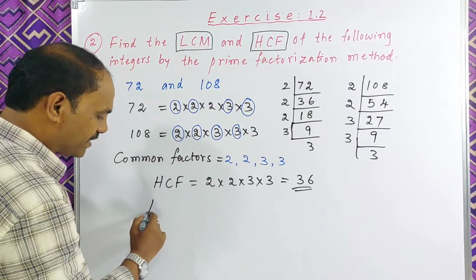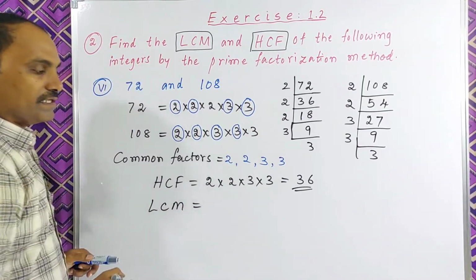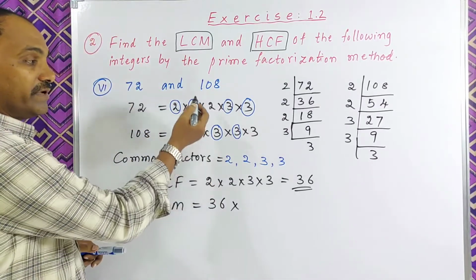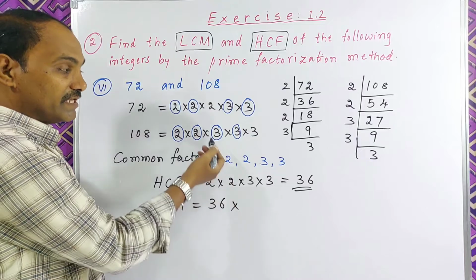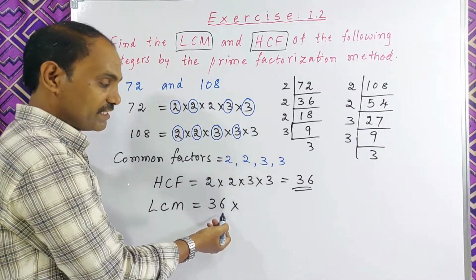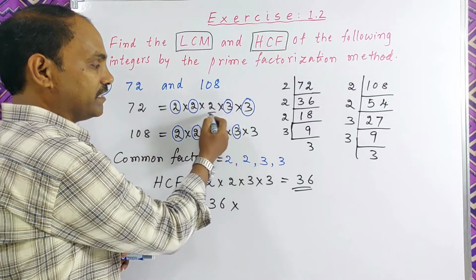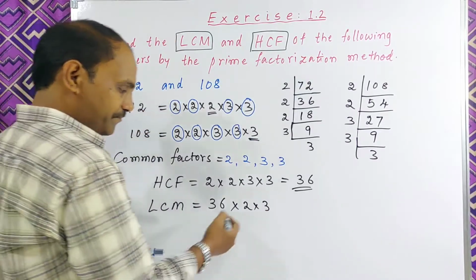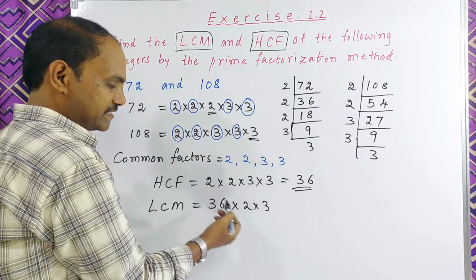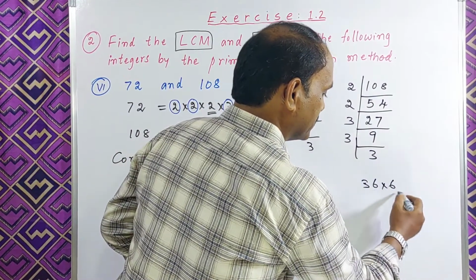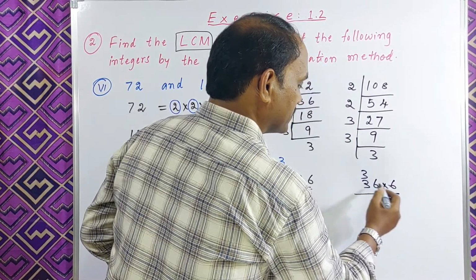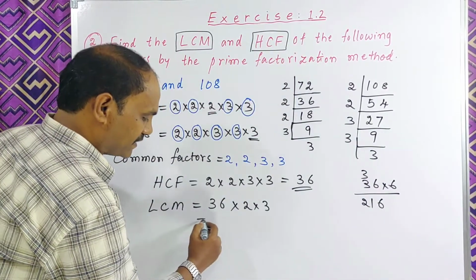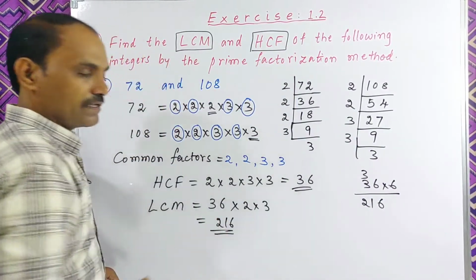Now find out the LCM. For LCM, write 36 into, and you should multiply HCF with the remaining factors. What are the remaining factors here? 2 and 3. So into 2 into 3. When you multiply 3 into 2, 6. 36 into 6. 6 sixes are 36, 6 threes are 18, 19, 20, 21. 216. This one is the LCM.